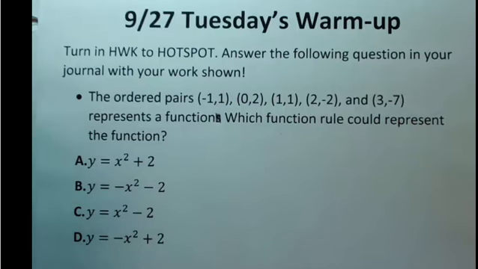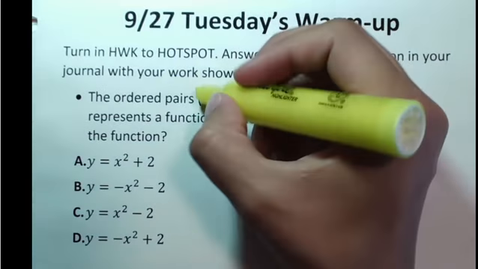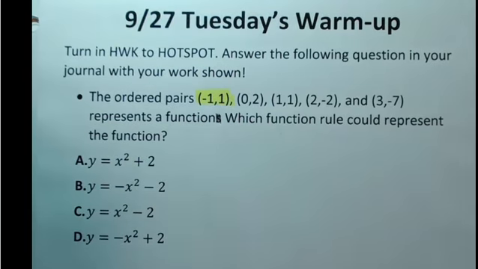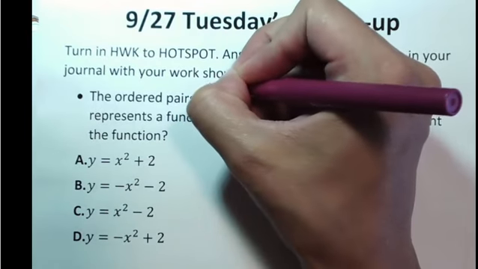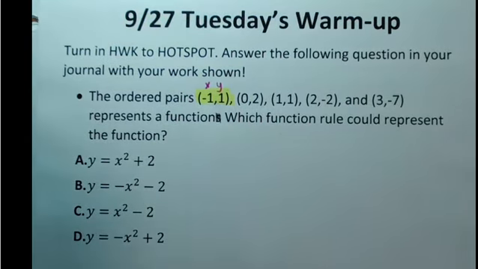So there's a couple ways of doing this. One of the ways is that I would probably just plug in the ordered pairs. So again, an ordered pair consists of an x and a y. So the first one's always the x. Second one is the y value.